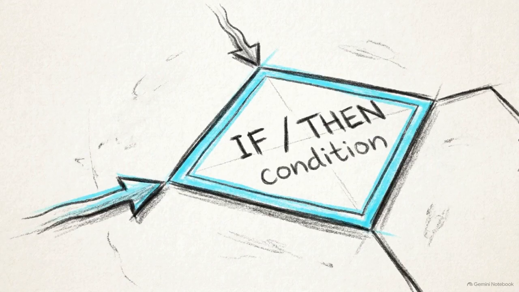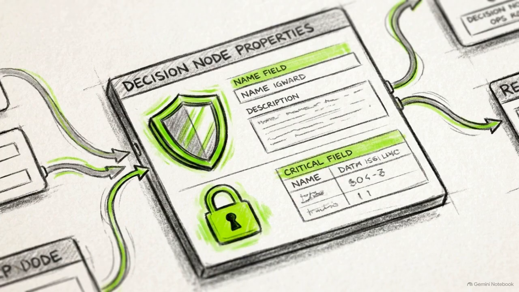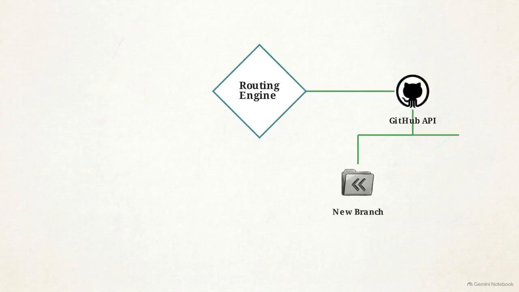With our JSON generated, we can build conditional logic. If the AI marks an error as high confidence and flags that no human review is needed, it triggers the automation path. This path calls the GitHub API, creating a new branch, applying the code fix, and opening a pull request with the AI summary.